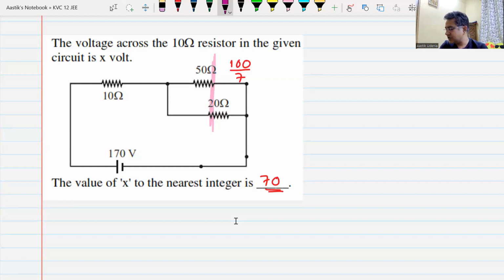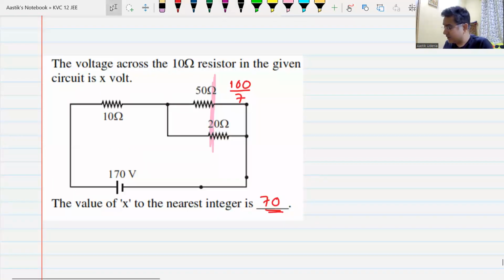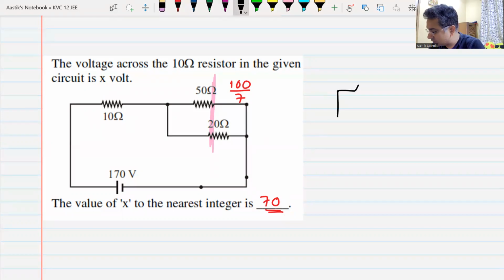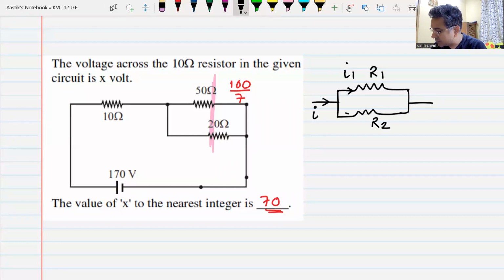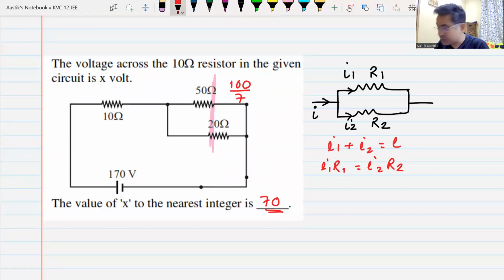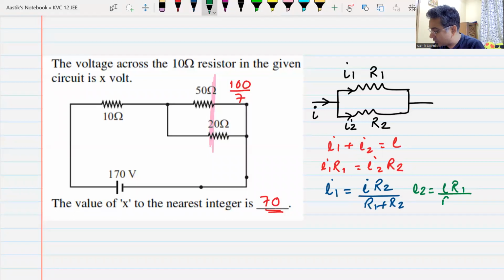How does current divide in series and parallel? For example, if you have two resistors connected in parallel, a current I is coming there. This resistor is R1, this resistor is R2. Current in this resistor will be I1, current in this resistor will be I2. Now remember, I1 plus I2 will be equal to I, yes or no? And I1 into R1 will be equal to I2 into R2. If you solve these two equations simultaneously, you will get I1 equal to I into R2 upon R1 plus R2, and I2 as I into R1 upon R1 plus R2.